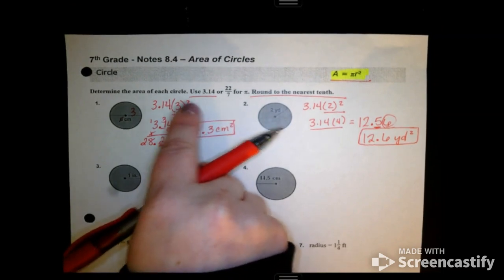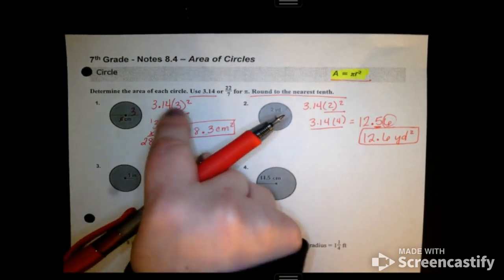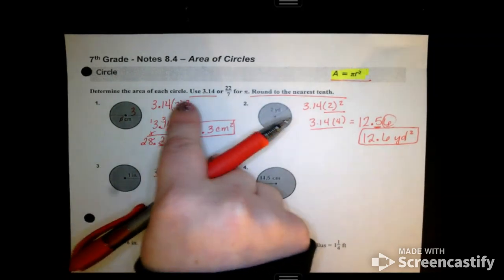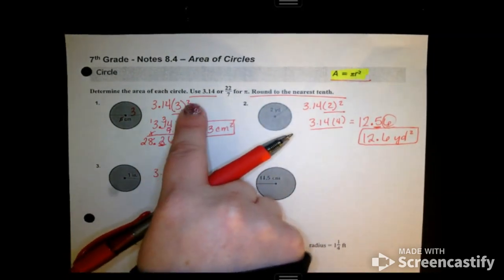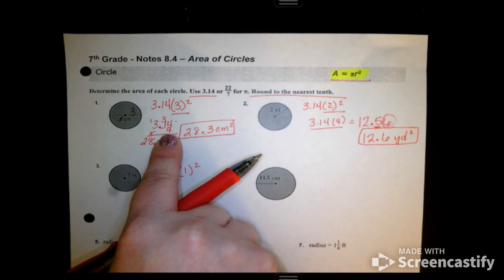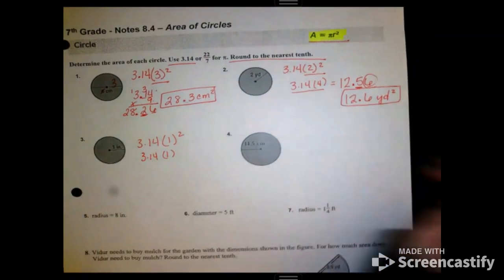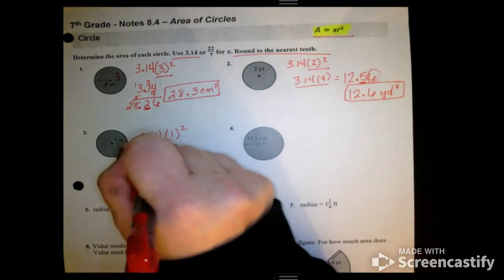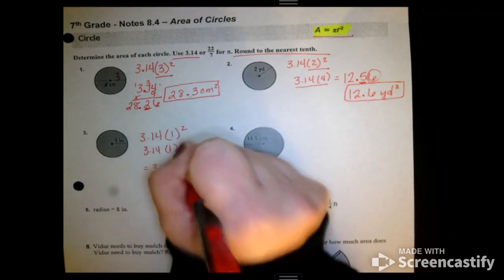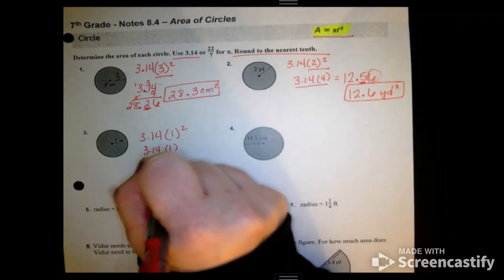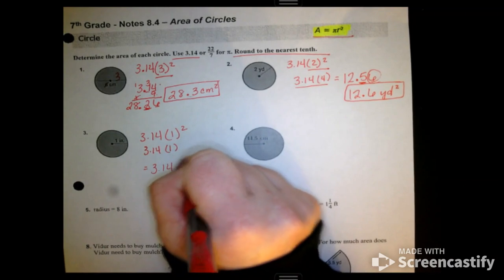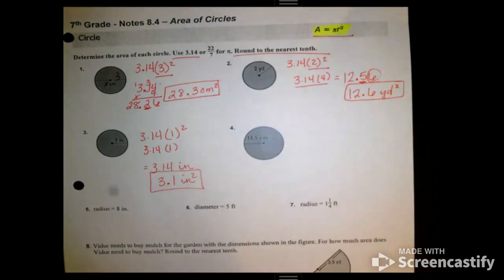Because 3 squared, guys, anytime you square something is when you multiply it times itself. So 3 times 3 gave me 9. Okay, so 1 squared would be 1. So 3.14 times 1, 3.14. Well, you round it, so it'll be 3.1. Right? Yep.